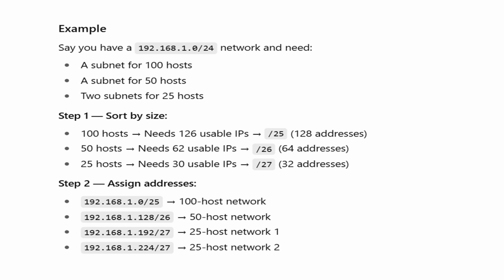So in this example, we are using VLSM, the variable length subnet mask. For the 100 hosts, the subnet mask /n is 25. For the 50, it is 26. For the two 25 host networks, it is 27. This is the example for VLSM.